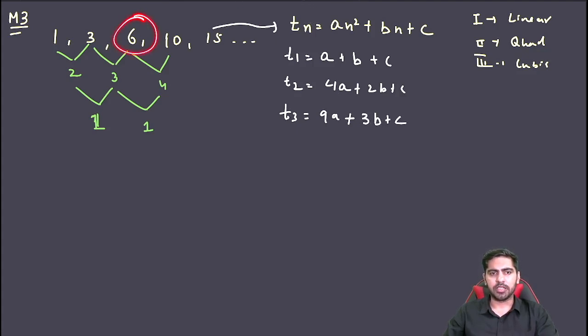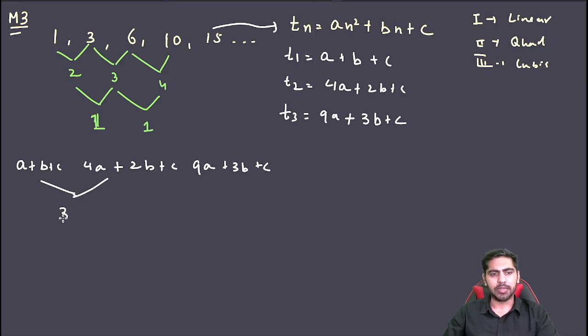So that is going to give me the third term, which is this, right? If I write these terms in a similar fashion as the above diagram, a plus b plus c, then 4a plus 2b plus c, and then 9a plus 3b plus c, right? If I take the difference of these two, can I say c and c will get cancelled? I'll be left with nothing but 3a plus b, isn't it?